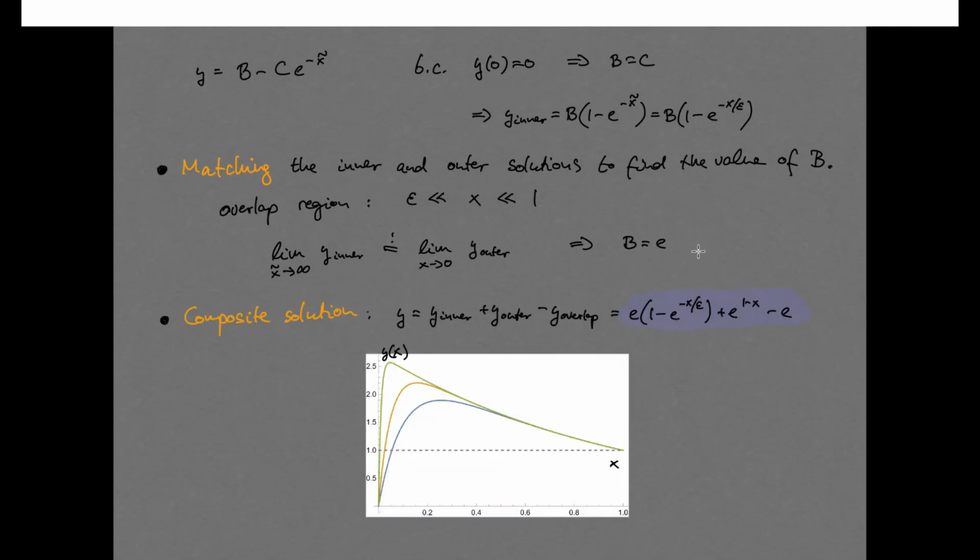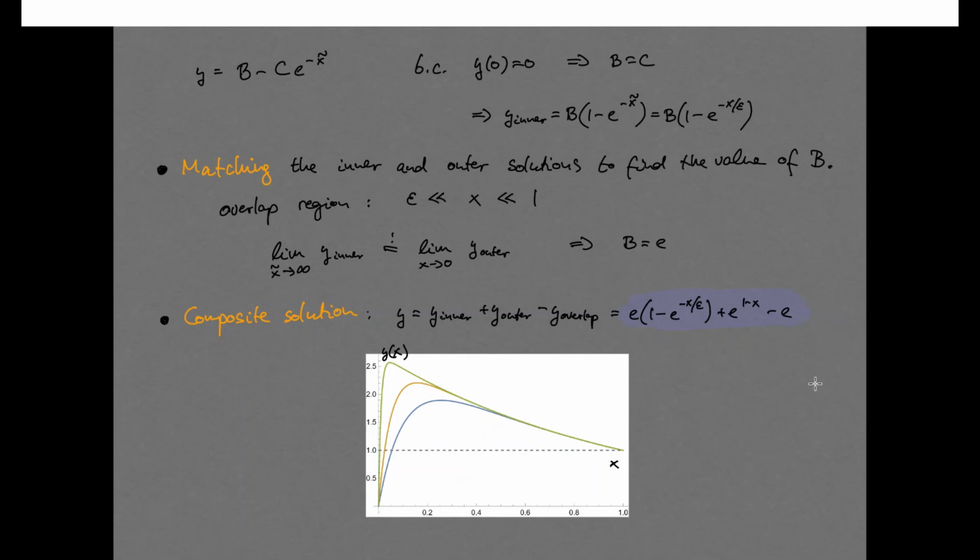From the inner and outer solution and the value of y of x in the overlap region, which was just e, you can build the composite solution. So just the sum of the two solutions minus the value in the overlap region, and you get this function here.